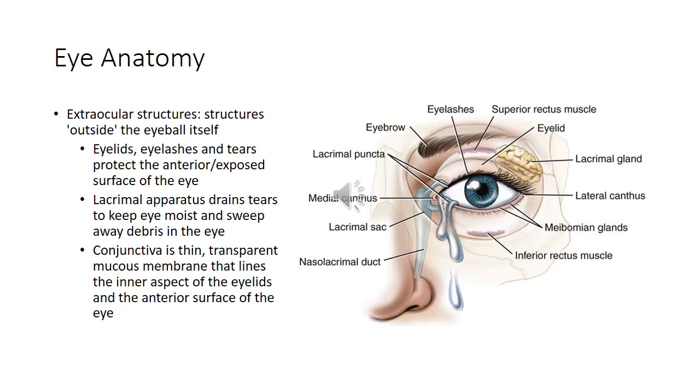There are extraocular structures. These structures are outside of the eyeball itself, and they help protect the eye. So we have the eyelids, eyelashes, and tears, and they protect the anterior or the exposed surface of the eyes. The lacrimal apparatus drains tears to keep the eye moist and sweep away any debris in the eye. And the conjunctiva is a very thin, transparent mucous membrane that lines the inner aspect of the eyelids and the anterior surface of the eye.